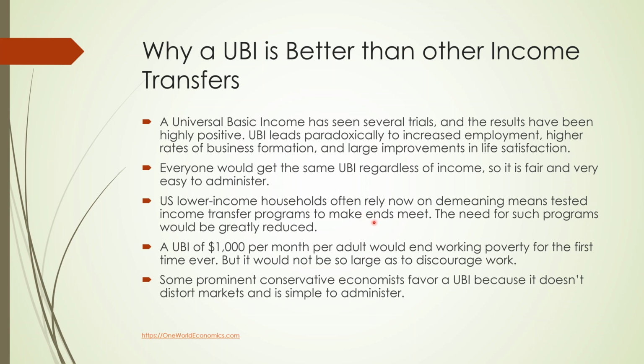So we're at a unique time in history where you've seen this enormous gain in productivity and output per person. We're at a unique time in history where there is enough to go around for everybody comfortably. We can all be middle class comfortably in the United States, except some of us would still be rich. Some prominent conservative economists favor a UBI because it doesn't distort markets and is simple to administer. That includes the arch conservative economist Milton Friedman and also Greg Mankiw of Harvard.